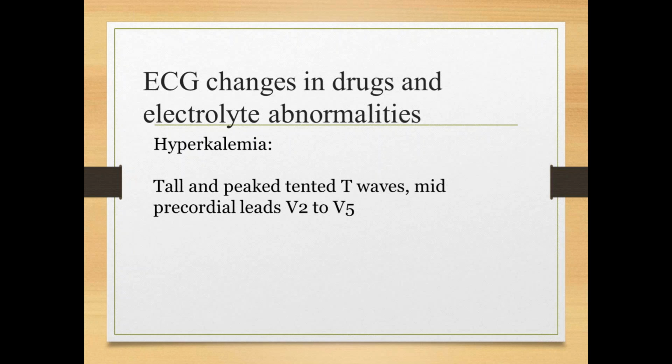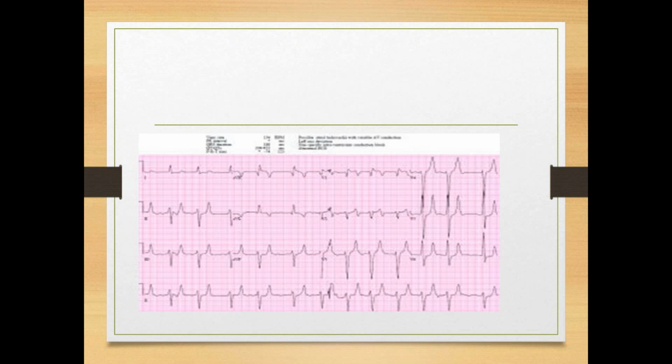So if you're suspecting high potassium levels, you can do an ECG and look for tall and peaked, tented T waves in the precordial leads. This is an ECG of the tall and tented T waves you can see in these precordial leads. You can see the tall T waves here.